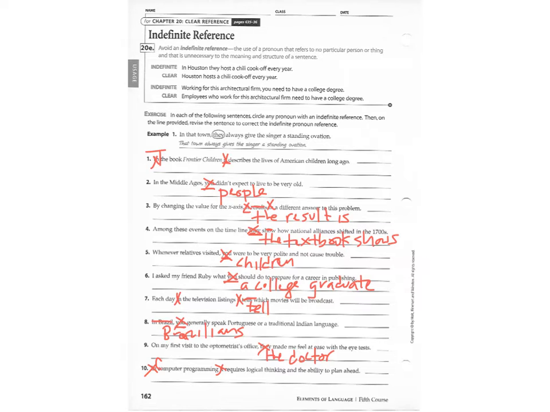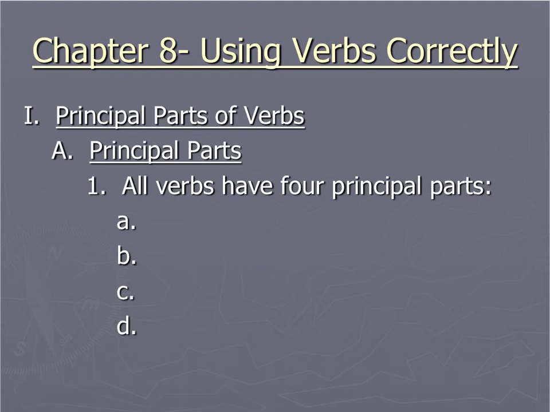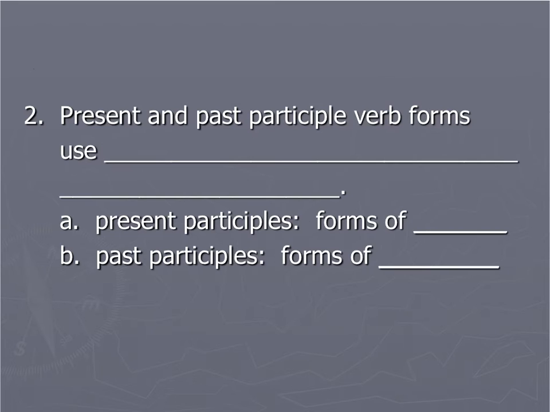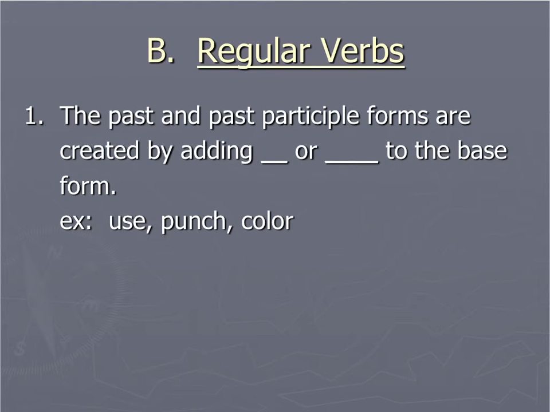Okay? So those are some different ways you can use to get rid of these indefinite pronoun references and correctly make the sentence correct. Okay, so for the next part of the lesson for today, I'm going to do a little bit with verbs. And we talked a little bit last week about past and past participle verb forms. And what we want to just touch on and review today was a little bit on regular and irregular verbs.